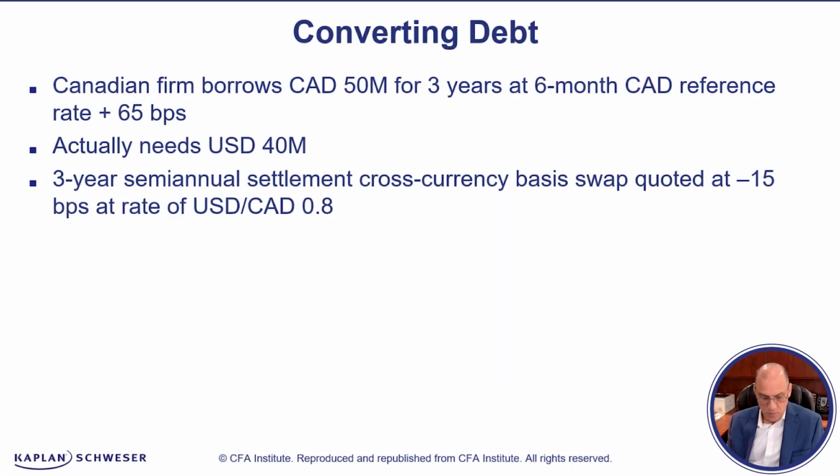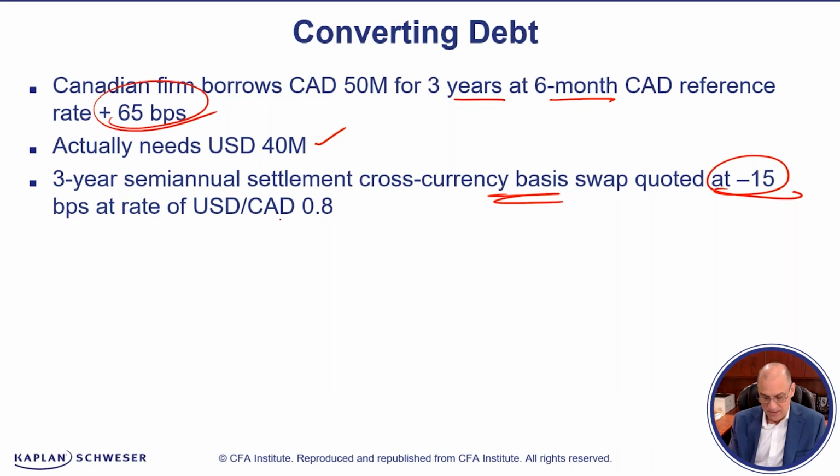So here we've got a Canadian firm that borrows 50 million Canadian for 3 years at the 6-month CAD reference rate plus 65 basis points. So let's circle that. We have a situation where our Canadian firm has a fixed asset, but actually needs 40 million in US dollars. So we're going to do some sort of exchange here, or cross-currency basis swap. A 3-year semi-annual settlement cross-currency basis swap is quoted at -15 bips and at a USD to CAD rate of 0.8.